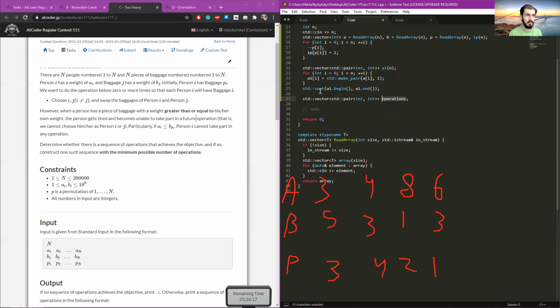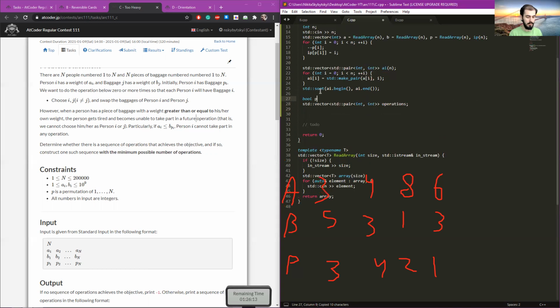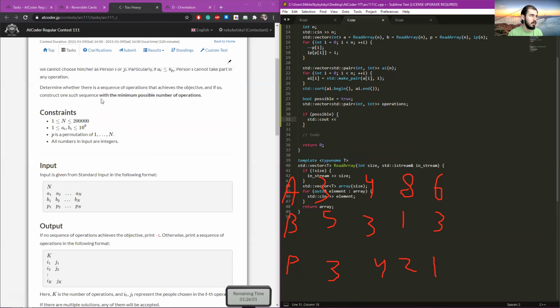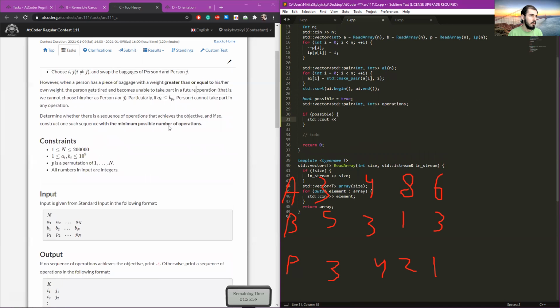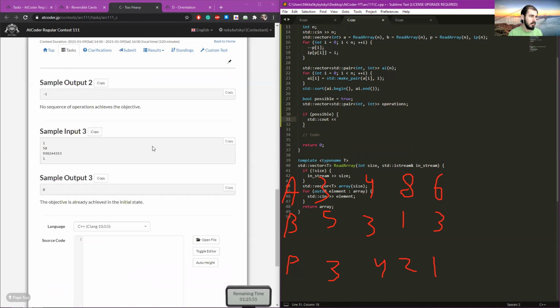Operations, let's call it like so. Also, let's create a boolean flag possible, which is initially set to true. If possible, then we want to output. What do we have to output if nothing is possible? -1, okay.